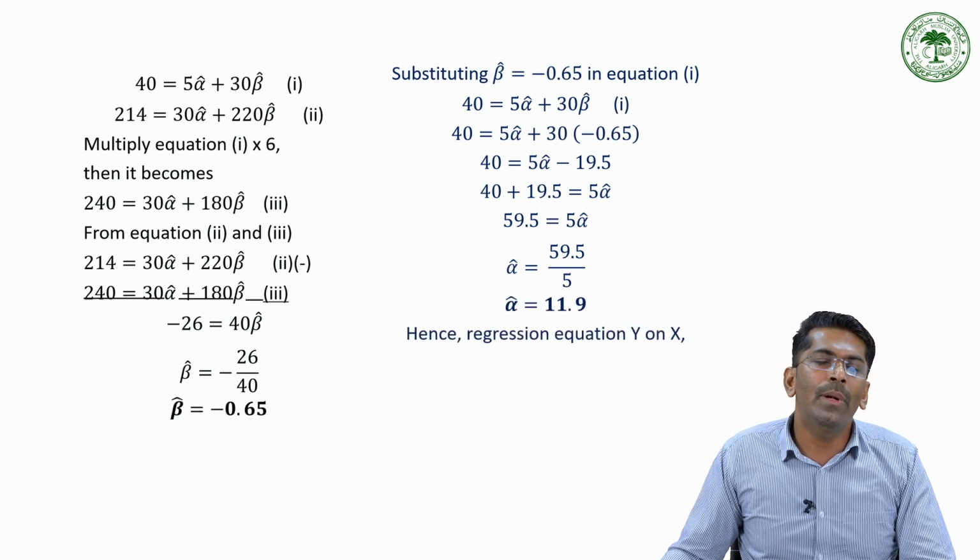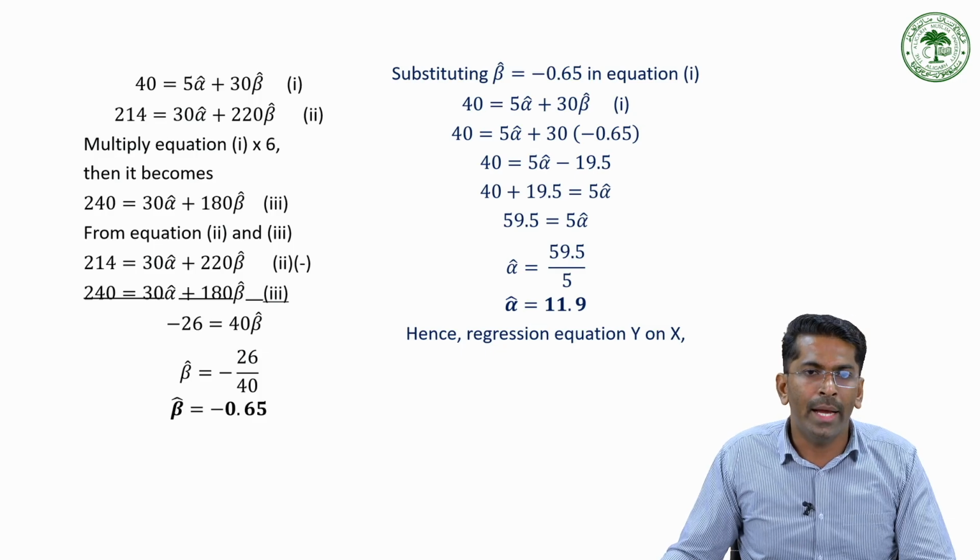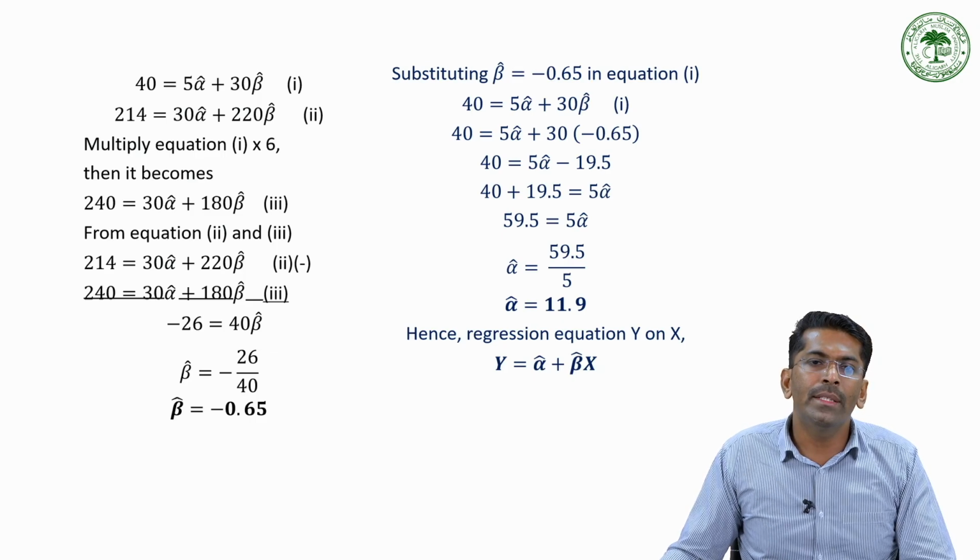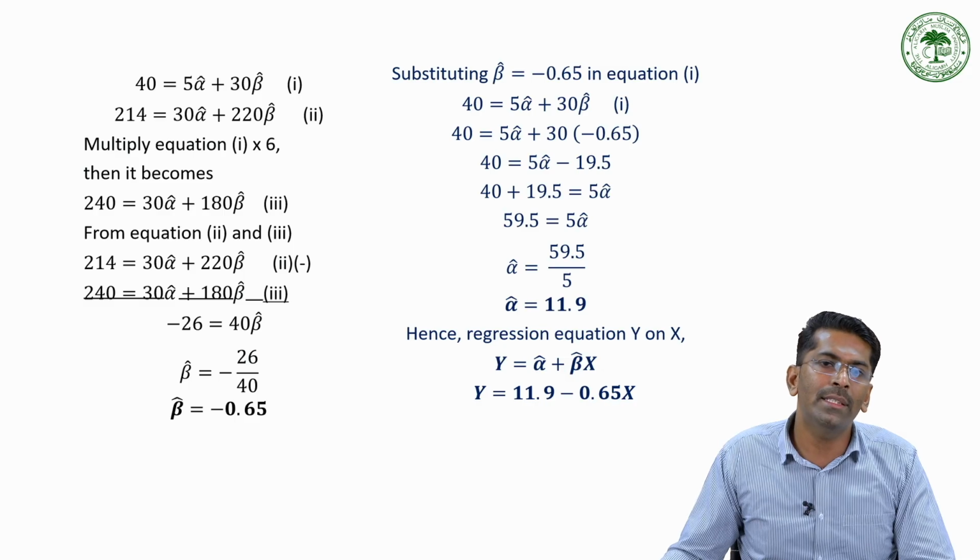Since we have calculated alpha hat and beta hat, now we can form the regression equation y on x, which is y is equal to alpha hat plus beta hat x. Since alpha hat is equal to 11.9, I am substituting here. The beta value is negative, so it is minus 0.65x. So this is the regression equation y on x.